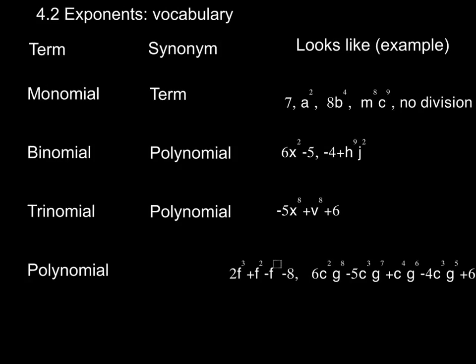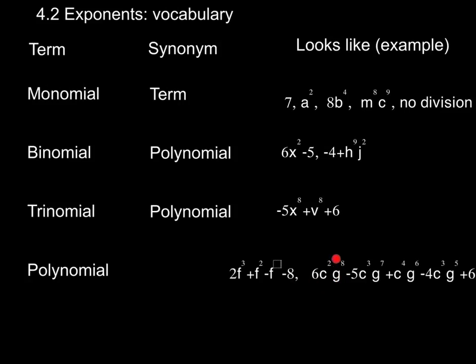The last term that we're looking at is polynomial. Polynomial just meaning many terms. So here are two different examples. We've got 1, 2, 3, 4 terms here: 2f to the 3rd, f to the 2nd, -f, and 8.